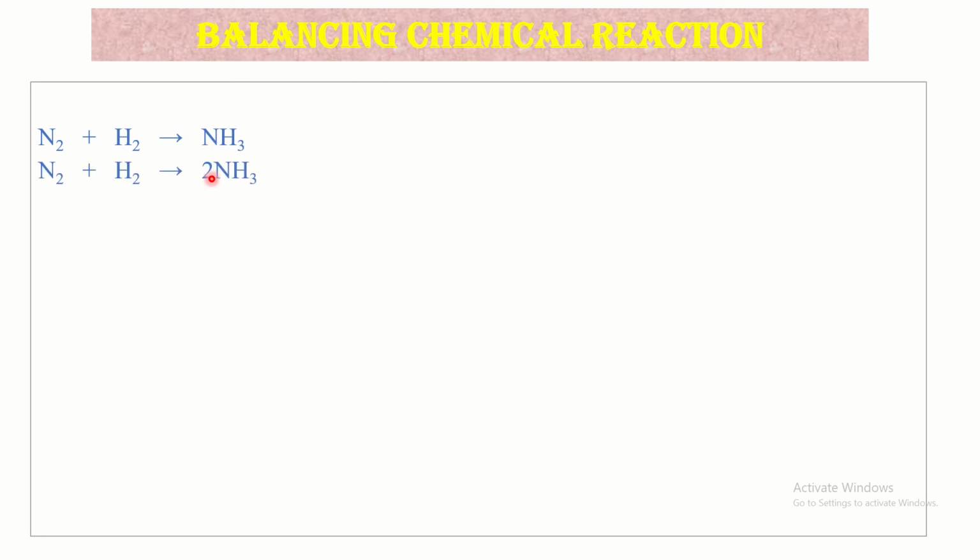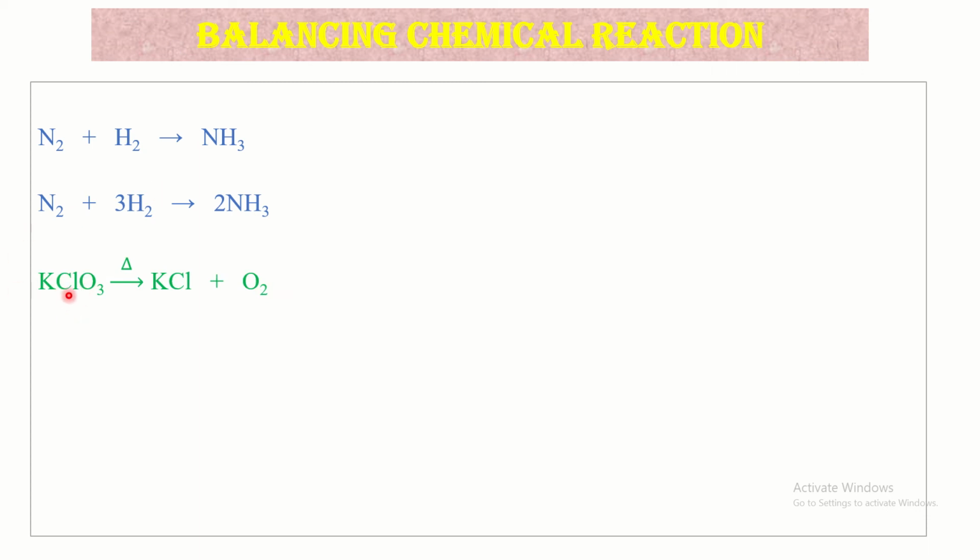We will multiply this ammonia by 2. Look, now 2 atoms nitrogen, here also 2 atoms nitrogen, but now in the product side there are 6 atoms hydrogen, but in the reactant side there are only 2 atoms hydrogen. So this was not balanced. Now we multiply this hydrogen also by 3. Now 3 times 2 is 6, and here also there are 6 atoms hydrogen, so the reaction is balanced.